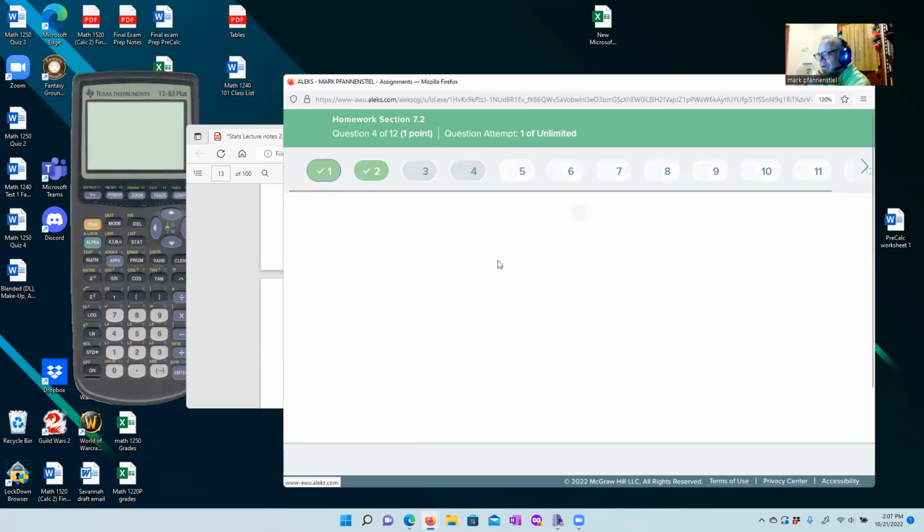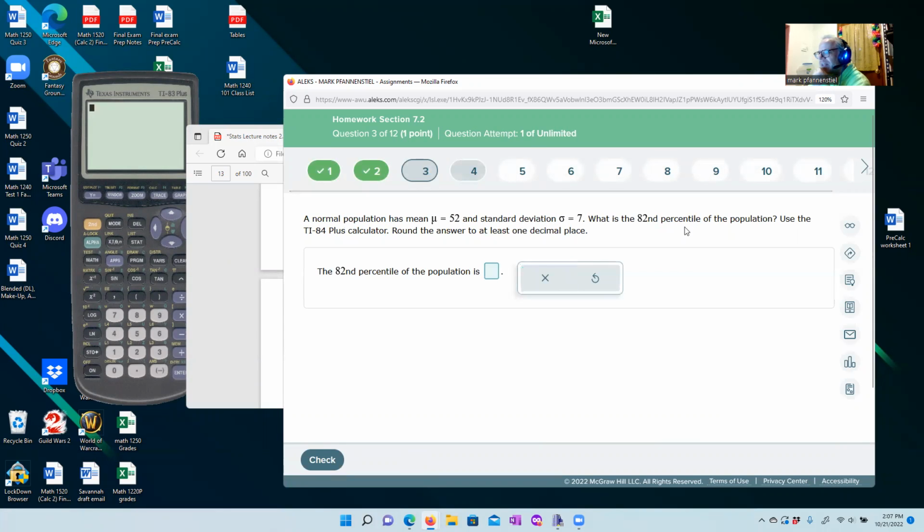Now this one, sorry, is problem number 3. In this case, they don't give us the probability for X. They say find the 82nd percentile. So effectively, right here, they gave us a probability. The probability is 0.82, and they want to know what X we picked in order to get to that.